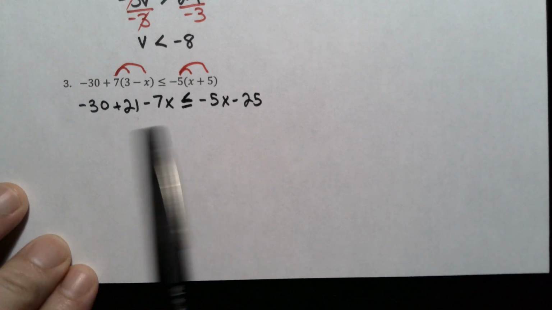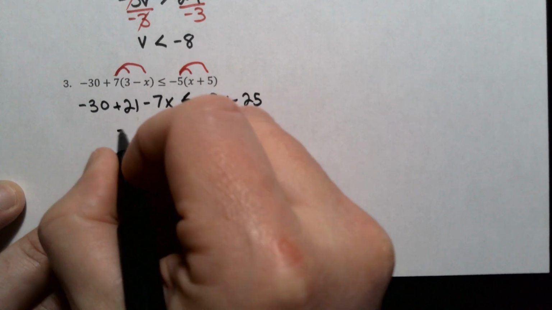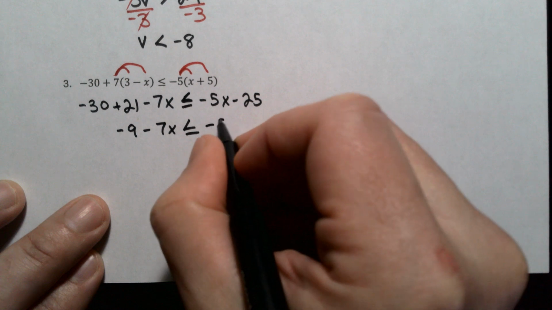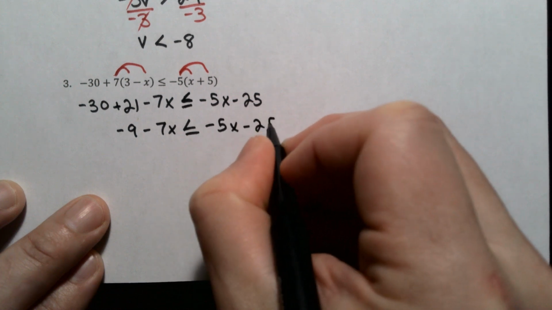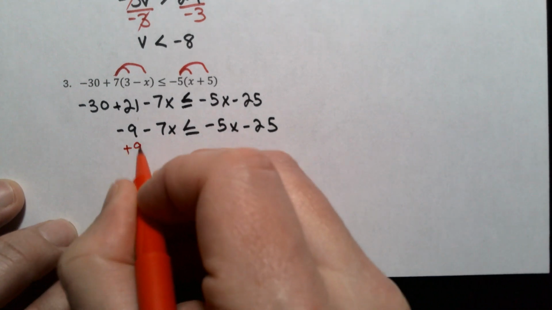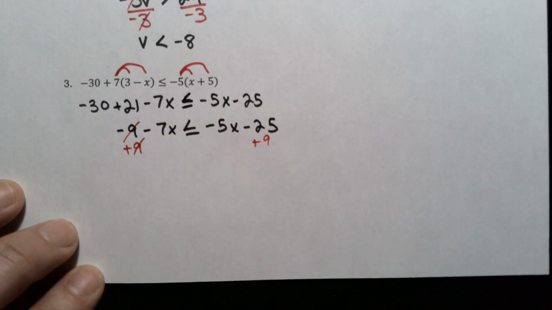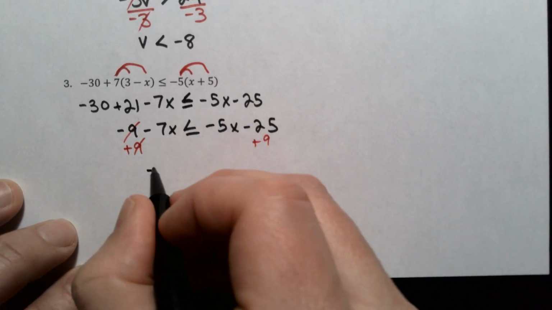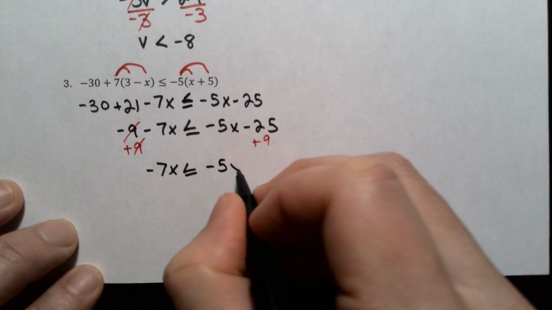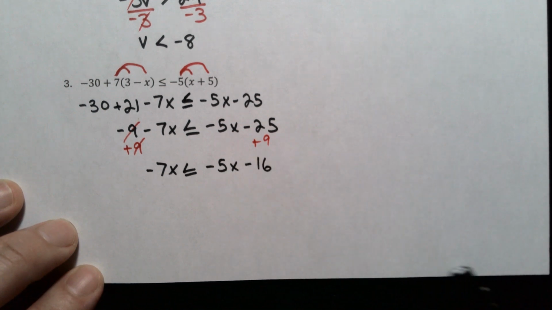I want to combine these two numbers right here, the negative 30 and the 21, so that's going to make negative 9. So negative 9 minus 7x is less than or equal to negative 5x minus 25. I want to move this 9, because I'm trying to get the x's over here. So I add the 9. It'll cancel out here. That'll leave me with negative 7x is less than or equal to negative 5x, and this right here, negative 25 plus 9, is going to be negative 16.